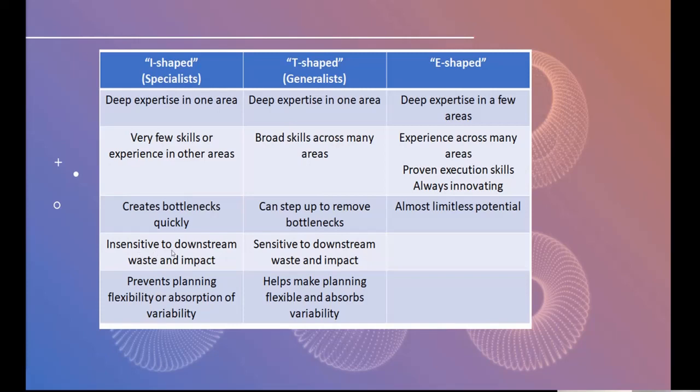Sensitive to downstream waste and impact... I don't think that this one prevents planning flexibility or absorption or availability, help make planning. So these are not important. So these are important: create bottlenecks and can step up, remove bottlenecks.